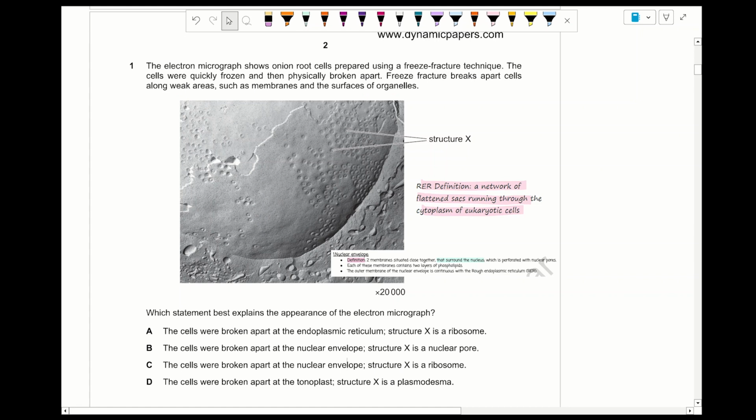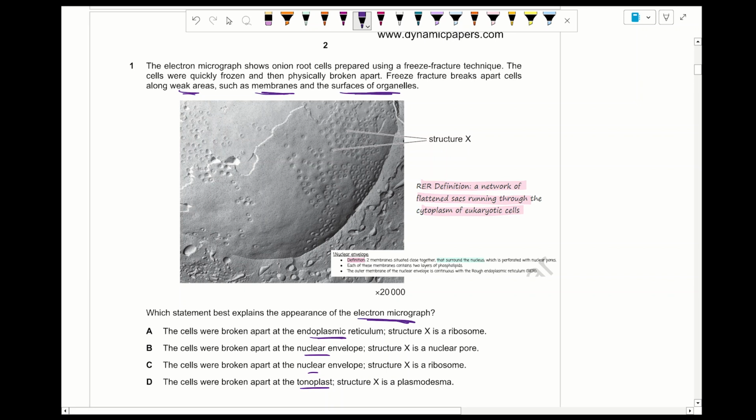Question number 1. The electron micrograph shows onion root cells prepared using a freeze fracture technique. The cells were quickly frozen and then physically broken apart. Freeze fracture breaks apart cells along weak areas, such as membranes and the surfaces of organelles. Which statement best explains the appearance of the electron micrographs? So let's see the suggestions that we have here. We have the endoplasmic reticulum, nuclear envelope, and the tonoplast.